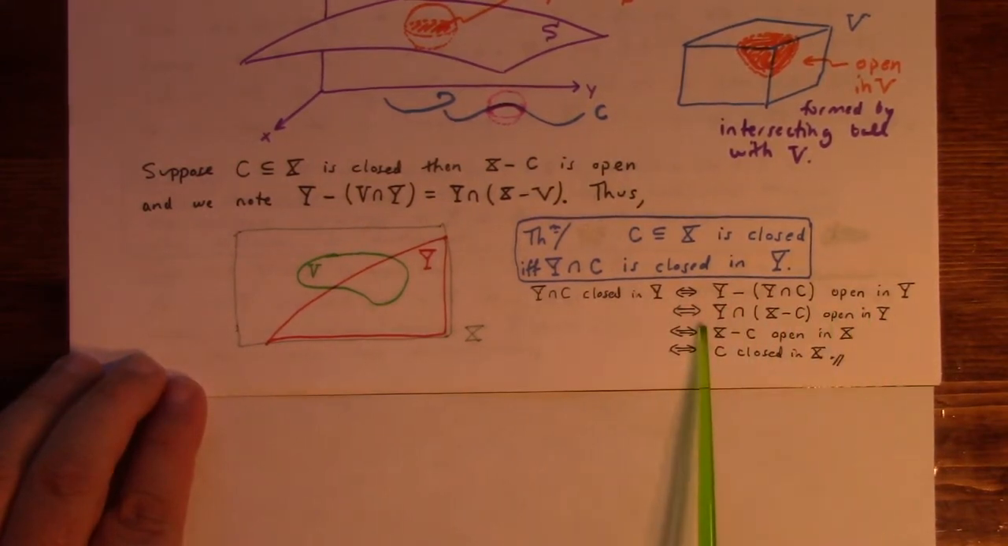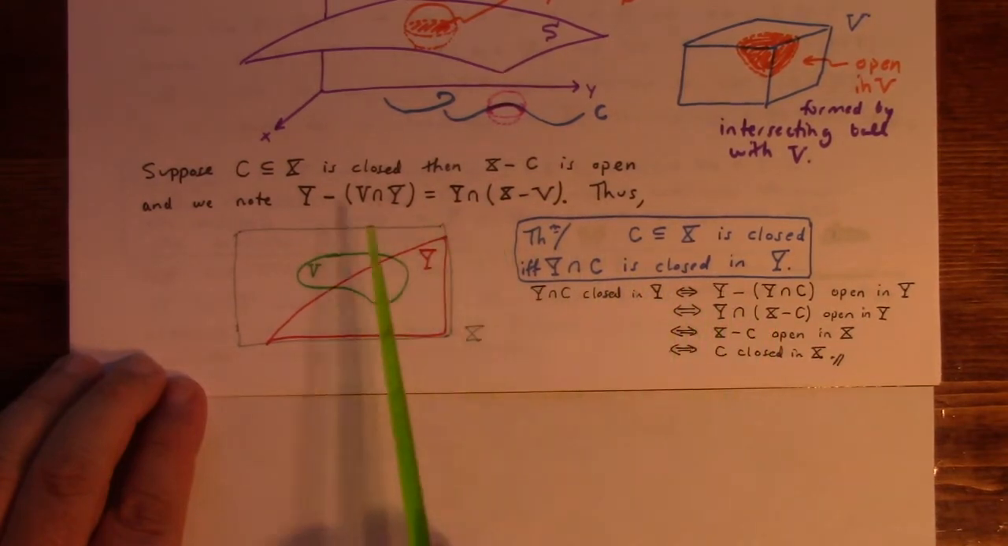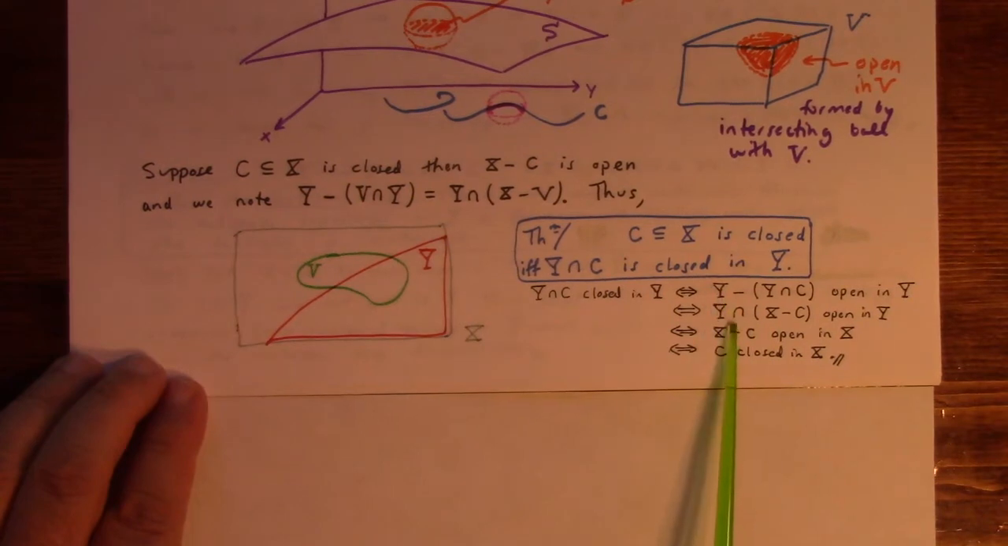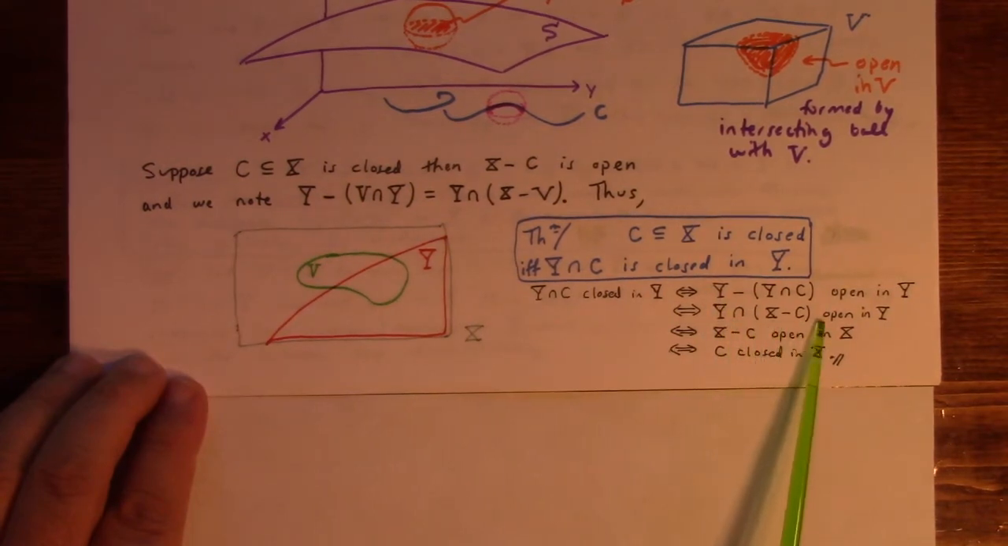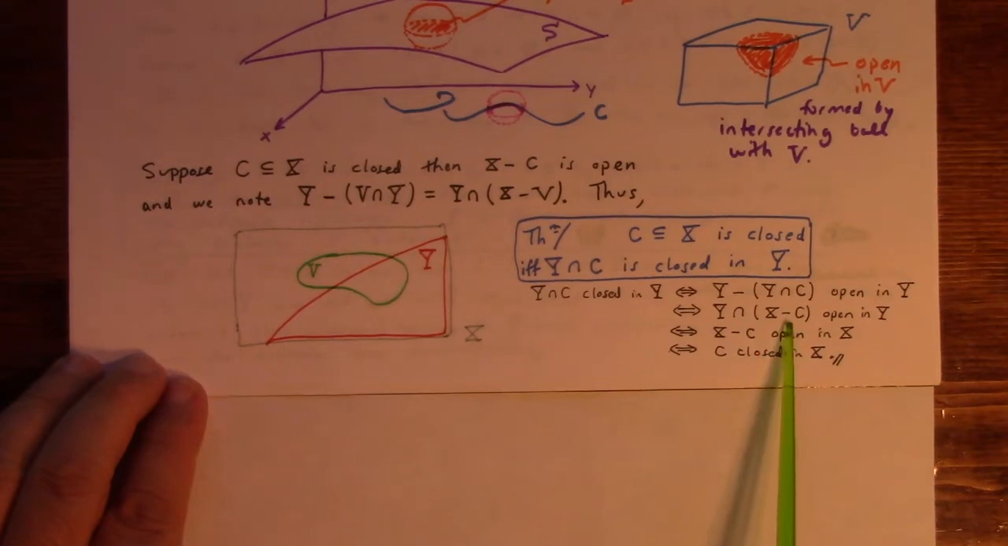That means that Y intersect, this is just that set theory right here, right? So Y intersect with the complement of X minus C is open in Y. These are just equal as sets. This and that are equal sets. And that means that X minus C is open in X, all right?